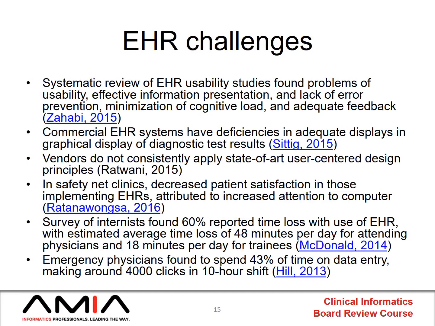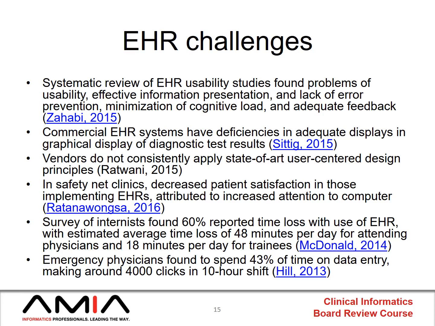Clearly, the results of widespread implementation of electronic health records has uncovered a number of challenges, and these are borne out in research studies that have been done, both quantitative and qualitative. Let's look at a sampling of these studies. For example, one systematic review of usability studies found that EHRs have problems with usability, effective information presentation, and lack of error prevention, minimization of cognitive load, and providing users adequate feedback. Another study looked at commercial EHR systems and found that they had deficiencies in adequate displays in graphically displaying diagnostic test results. It's also been found that vendors do not consistently apply state-of-the-art user-centered design principles that are known from other fields.